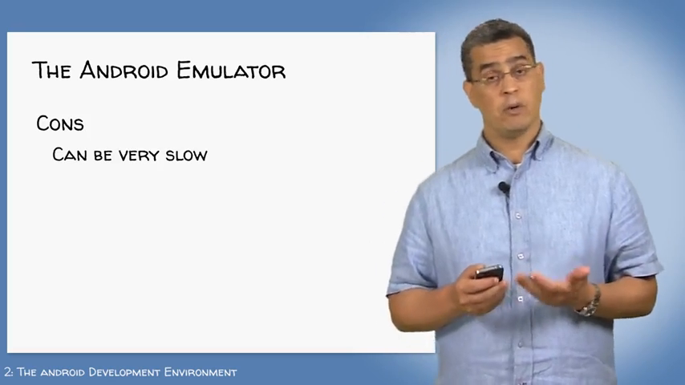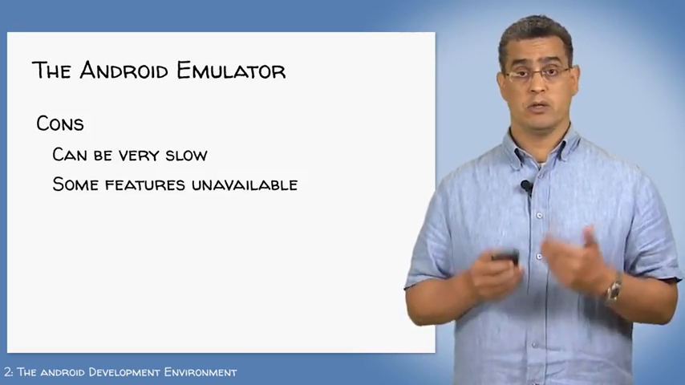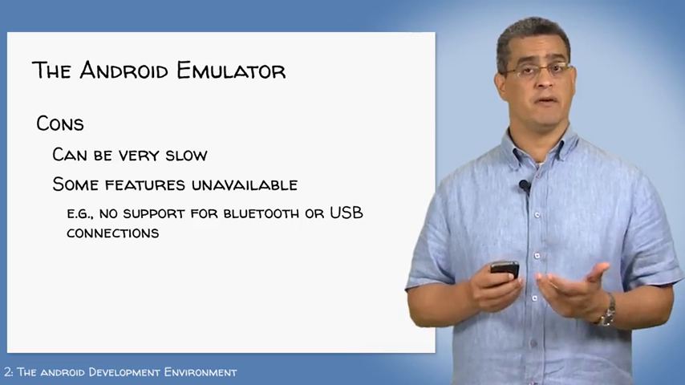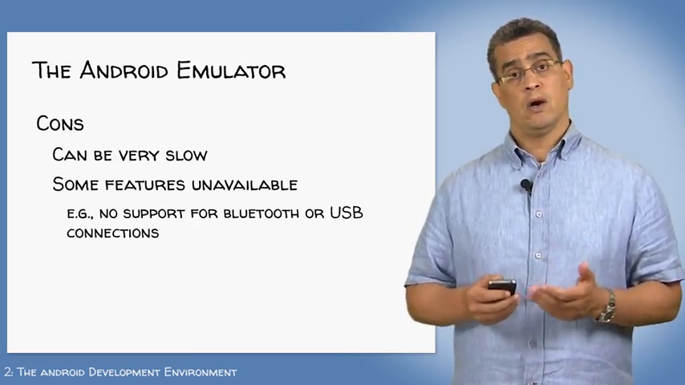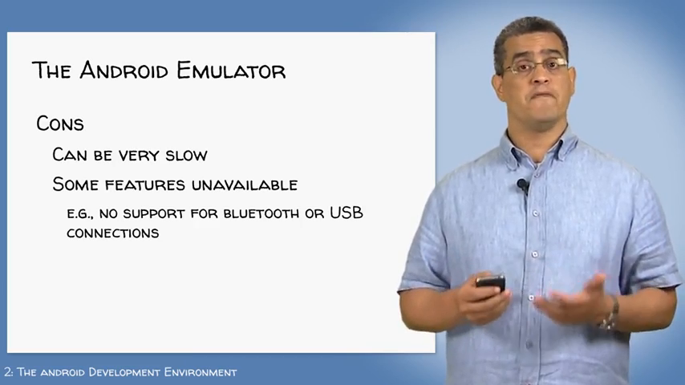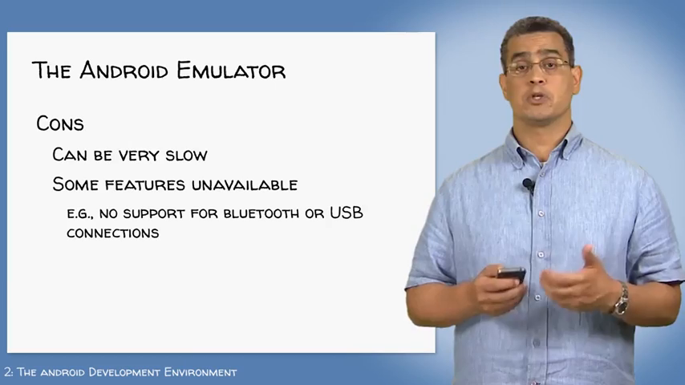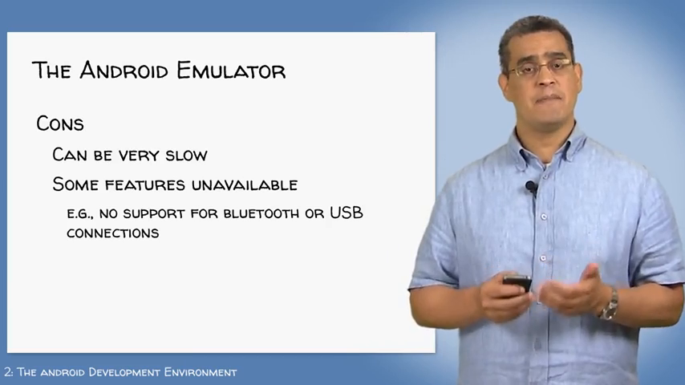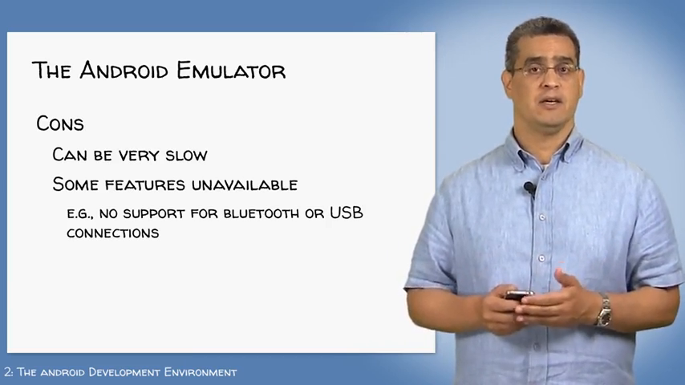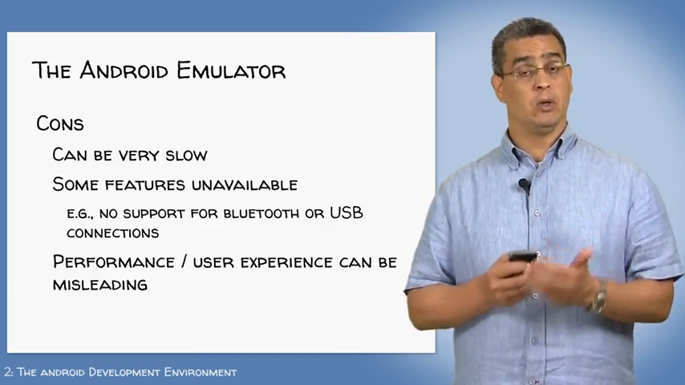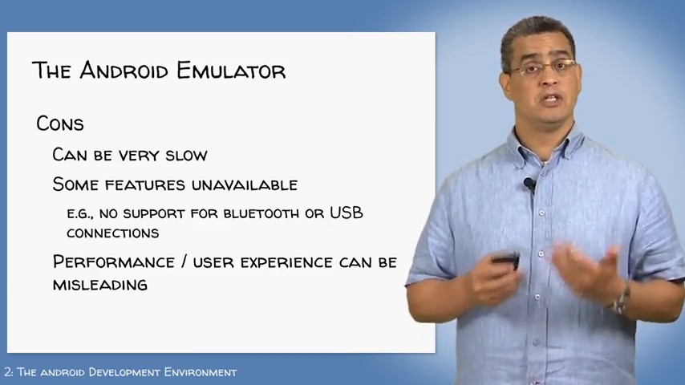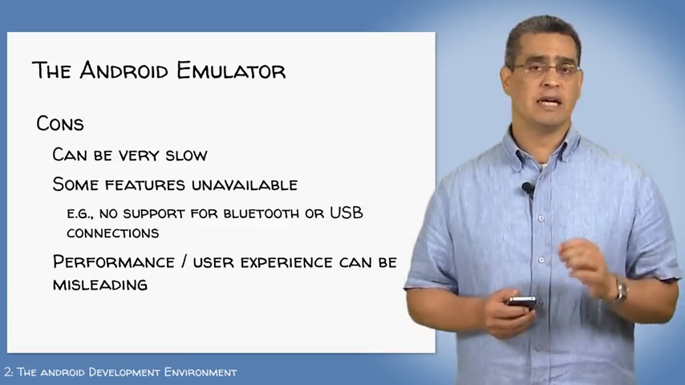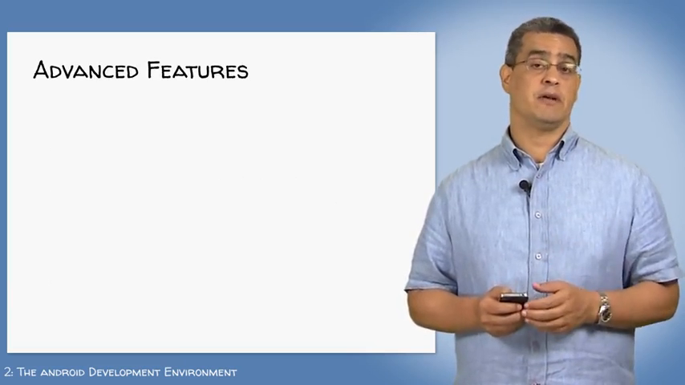Also, some features are not well supported by the emulator. For instance, there's no support for Bluetooth connectivity and no support for connecting accessories to the emulator via USB cables. Also, some software features aren't available by default in the emulator, so certain applications won't run on it. And finally, at the end of the day, the emulator is not a device. You can't know how your application is going to look and perform on an actual device just by seeing it on an emulator. Let's take a look at some of the advanced features that the emulator supports.